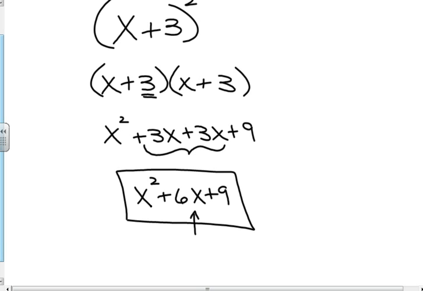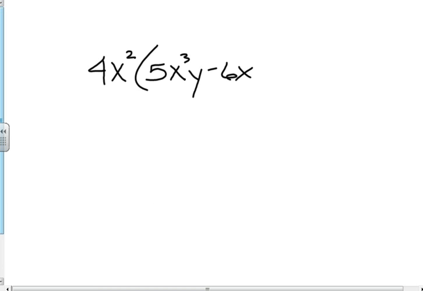Don't forget, if you see a big parenthesis to a power, and there is a small power like a 2 or a 3, just write them out. Prevents that mistake from ever happening to begin with. Okay, and then what else do we have with those? The monomial. We good? Okay, on the monomial would be something like 4x squared times 5x cubed y minus 6x plus 2.